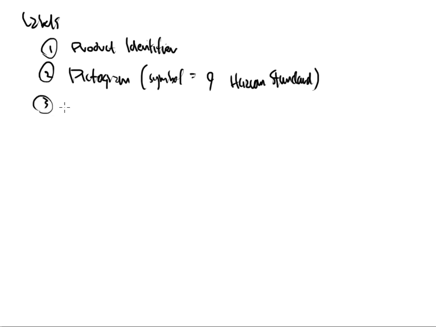The next one is a signal word. The signal word is typically either the word danger or the word warning. We'll talk about the differences in just a second, but those are going to be the signal words to you as a user. So if you see one or the other, you know to pay special attention to that chemical because it can do something.